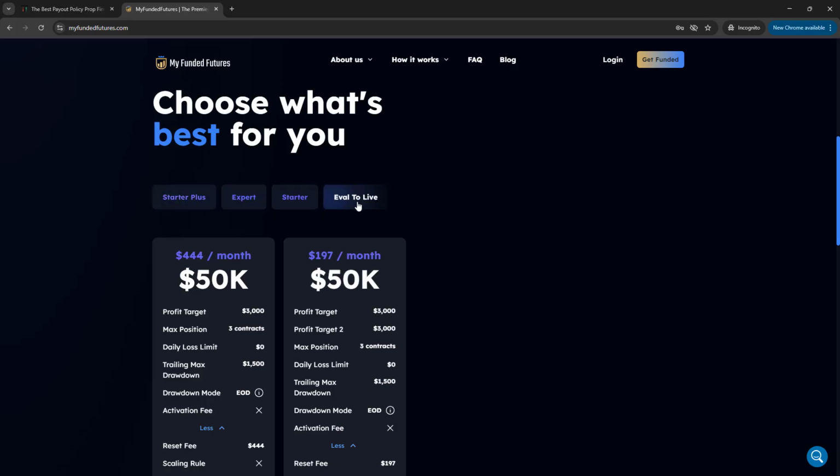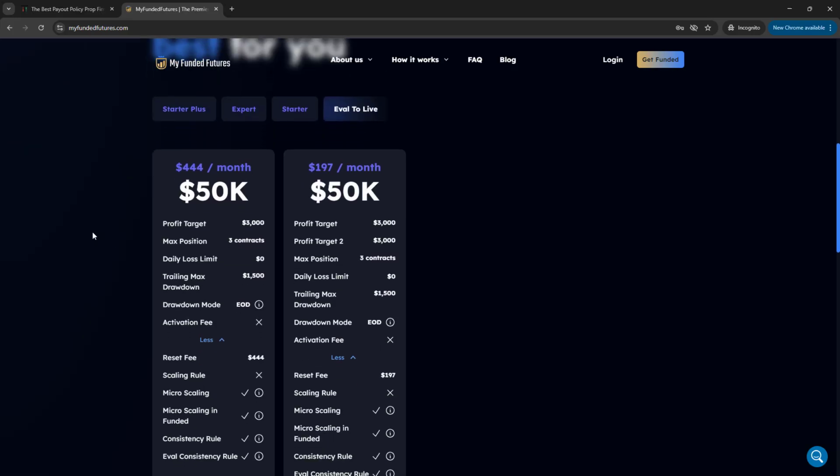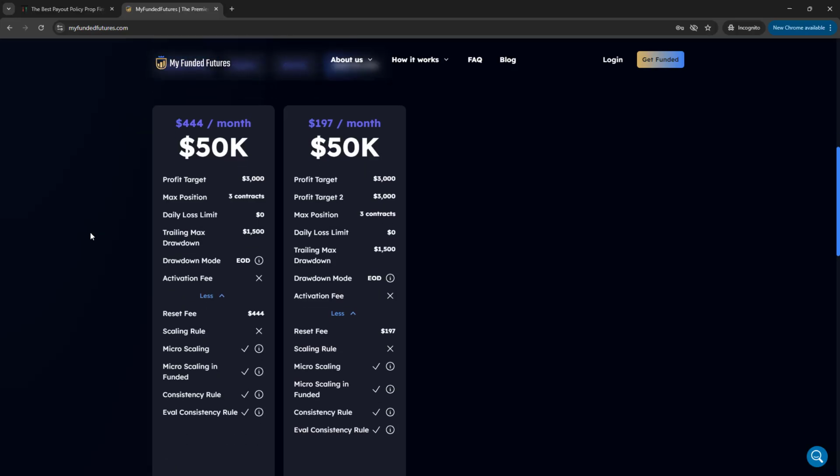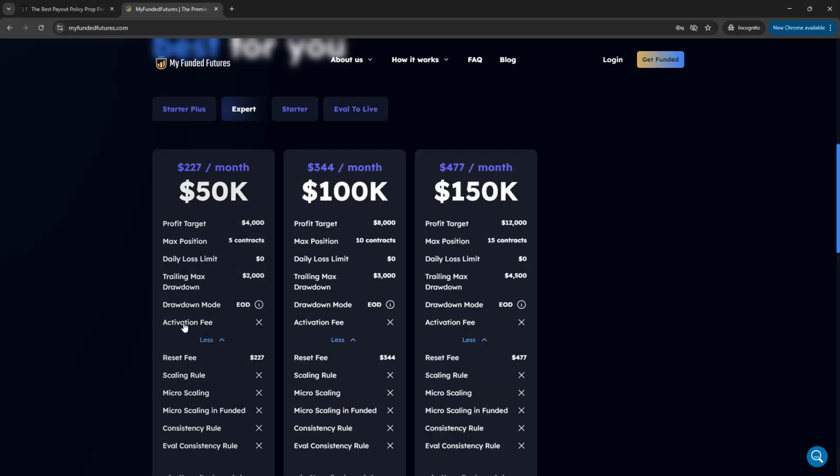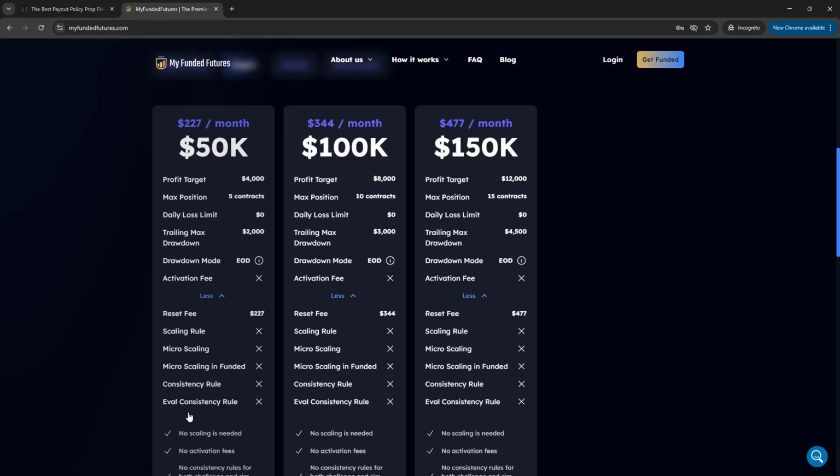They also have an Eval to Live. I've never used these because honestly, they're kind of expensive, and I don't really understand the perk of paying a high amount of money for an Eval to Live when I can just pass a Starter or a Starter Plus. Then they have the Expert accounts. They have no scaling rule, no micro scaling, no consistency rule, no eval consistency rule. So you could pass this on day one and then hit your profit target the next day when it's funded, and you're all set. So there's definitely perks.